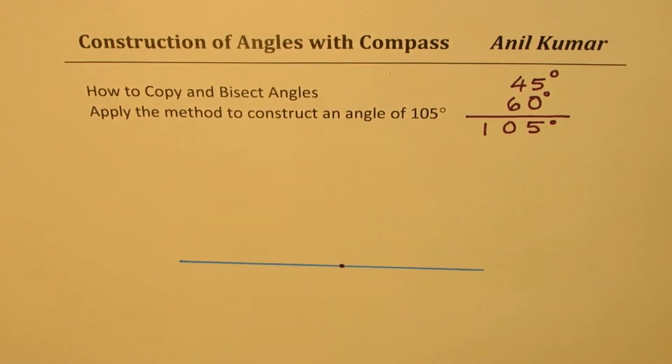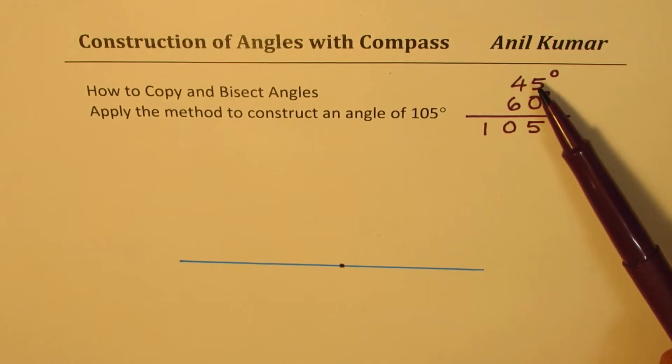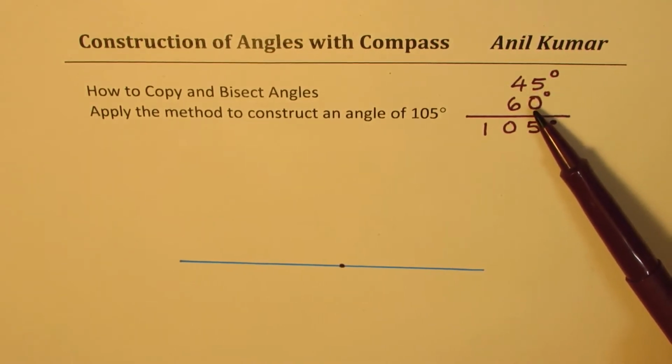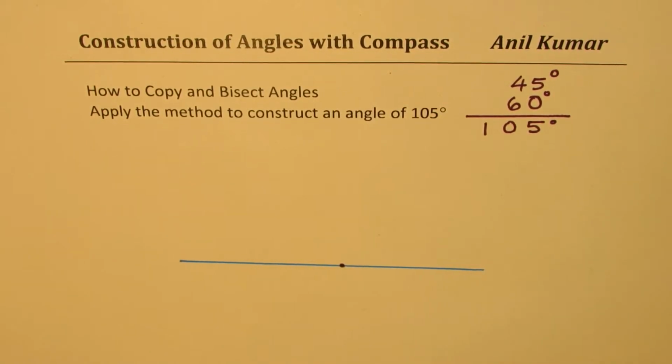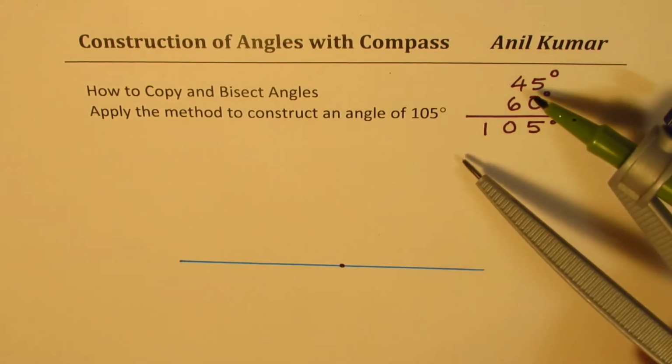So that means I have to create a 45 degrees angle and then on top of it a 60 degrees angle to make 105 degrees, and that too we have to do with a compass, right? So that is what we'll try to do. Okay, so let's begin by first making 45 degrees.